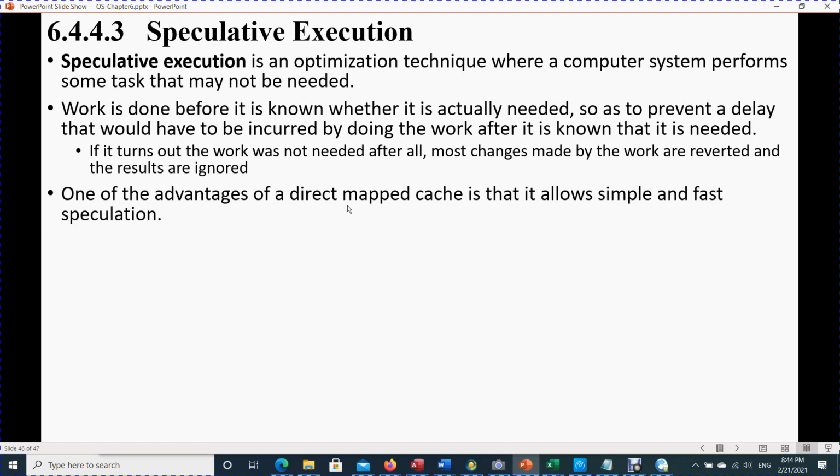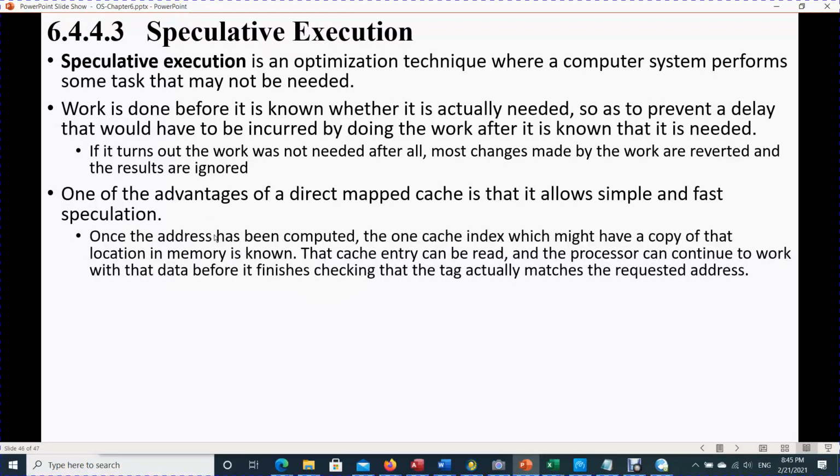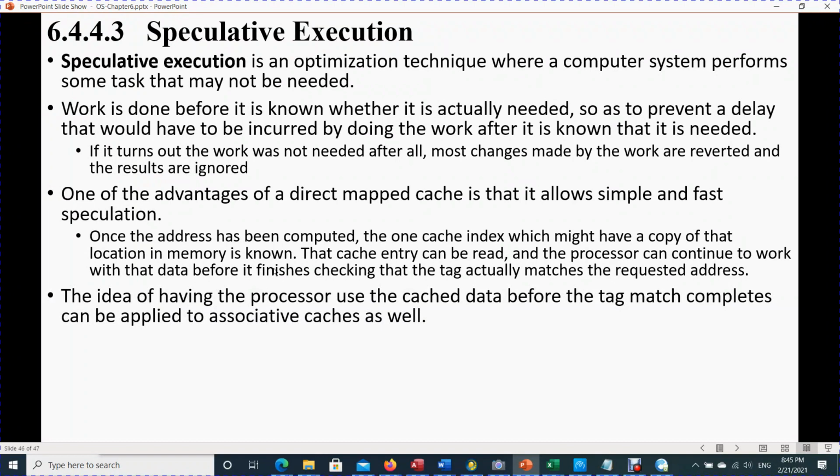Direct mapped cache allows relatively simple and fast speculative execution. Once an address has been computed, the cache index might have a copy of that location as known. That cache entry can be read and the processor can continue working with that data before it finishes checking that the tag actually matches the requested address.